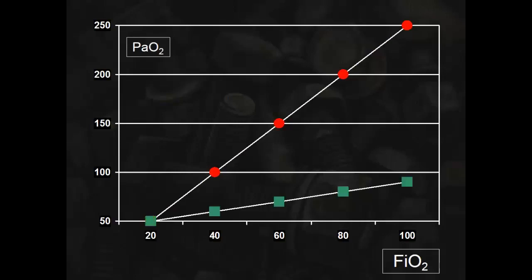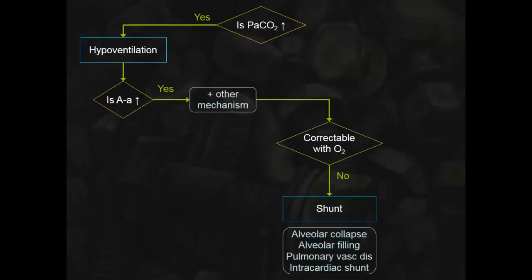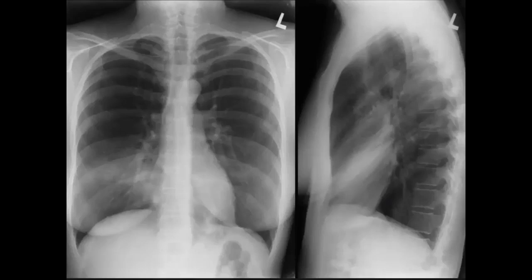All right, so this is what she did. That's not normal. This is normal. This is expected, not normal. It's expected. This is not. This is shunt. Her P to F ratio initially was 120. It's not 320. It actually dropped when you gave her oxygen, and that's shunt. So the mechanism is alveolar collapse, alveolar filling, pulmonary vascular disease, intracardiac shunt. Which one does she have? This is what she has.